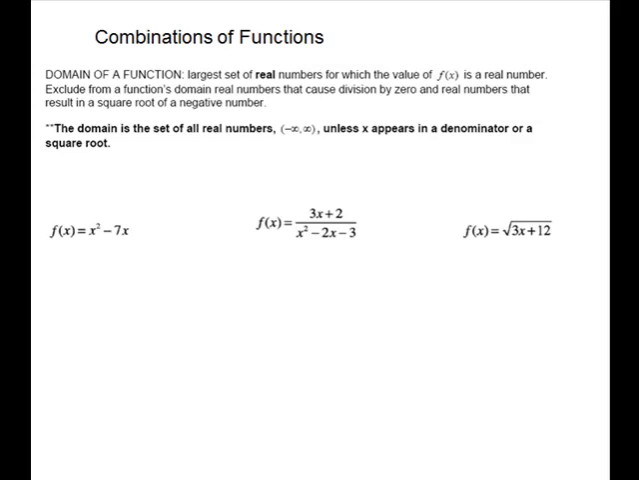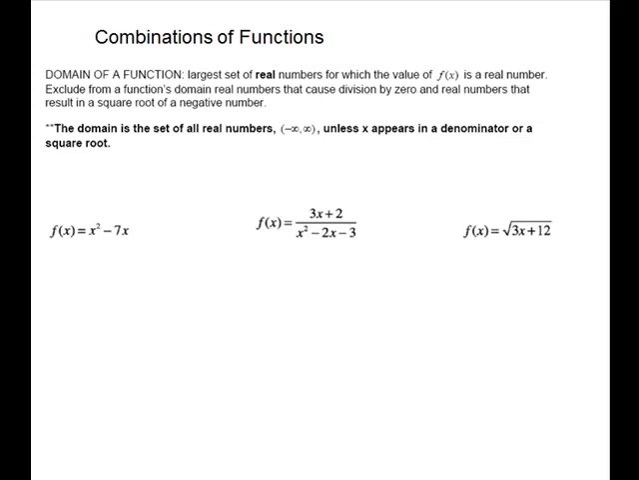Combinations of functions. So first we're going to look at the domain of a function. For each one, we start off with the set of real numbers, and then we look for exclusions. We have two things to watch out for. Denominators. A denominator can never be 0. And square roots, because your radicand has to be greater than or equal to 0.